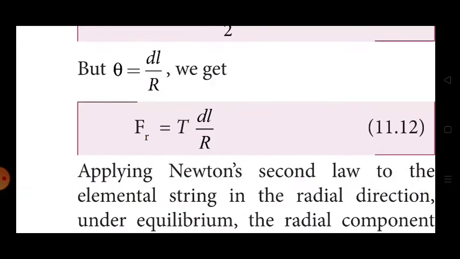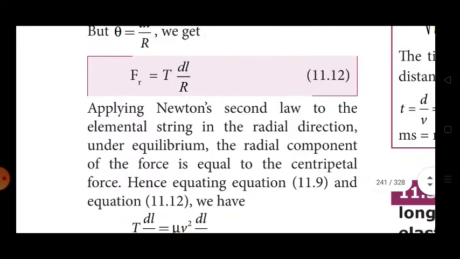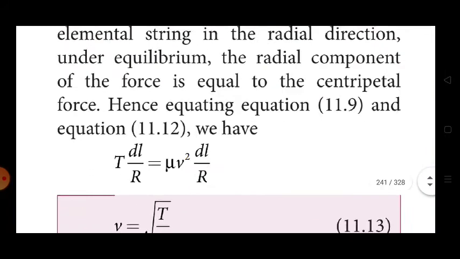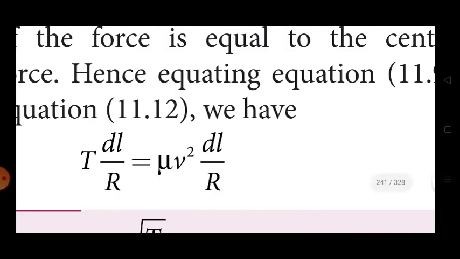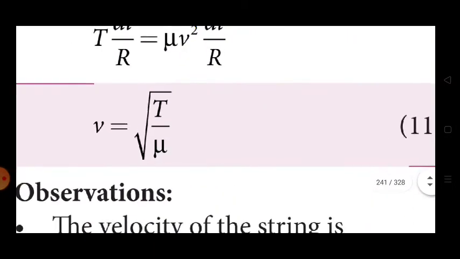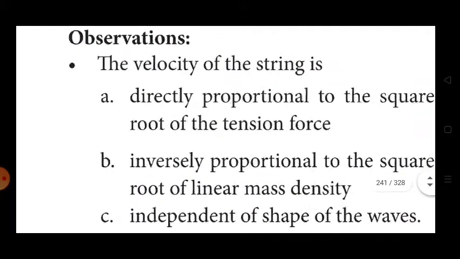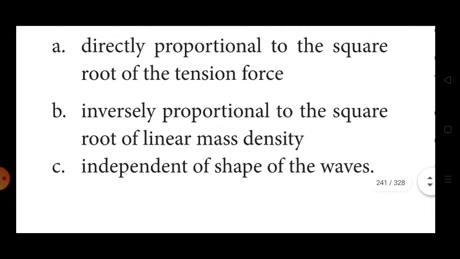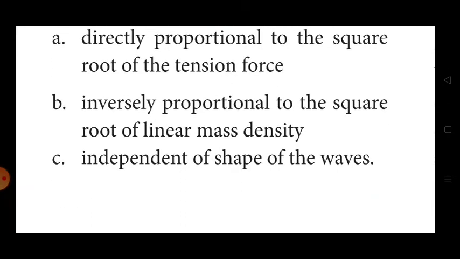Applying Newton's second law to the elemental string in the radial direction, under equilibrium, the radial component of the force is equal to the centripetal force. Hence, from equations 11.9 and 11.12, we have T dl by R is equal to mu v square by R times dl. So, v is equal to root of T by mu. Observation: the velocity of the string is directly proportional to the square root of the tension force, inversely proportional to the square root of linear mass density, and independent of the shape of the waves.